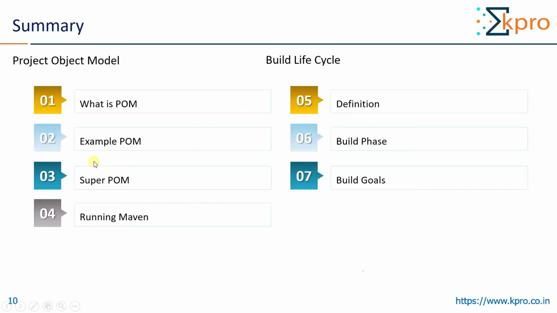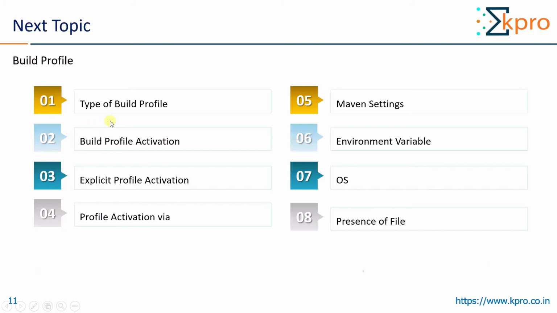This is all from today's session. Let me quickly summarize the topics I have covered. I covered POM, and I showed you an example POM and the relation between super POM and child POM, and I showed you how to run a Maven command on top of the POM. Then we have seen build lifecycle and its definition, phases and goals, etc. And in the next session, I will be focusing on build profile and its activation through various methods like Maven settings, environment variable, OS, presence of some file, like that.